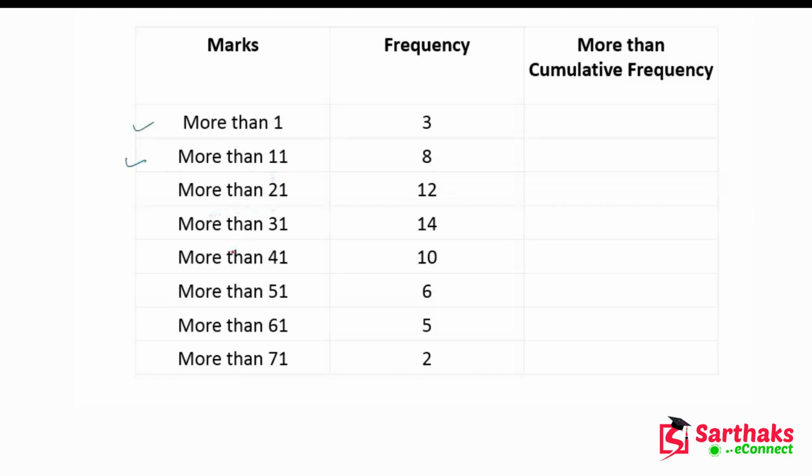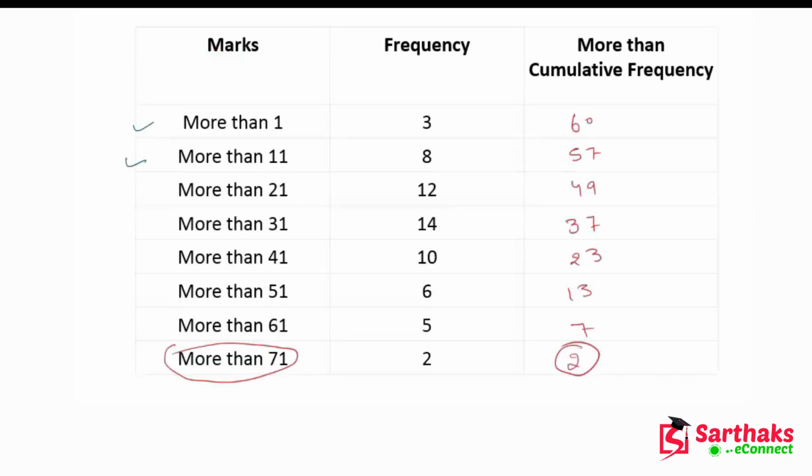Okay, and these are the frequencies, and we have to find the more than cumulative frequency. So this is like this, we have to start from downward. So this will become 2, 7, 13, 23, 37, 49, 57, and 60. Okay, I hope you get this point.